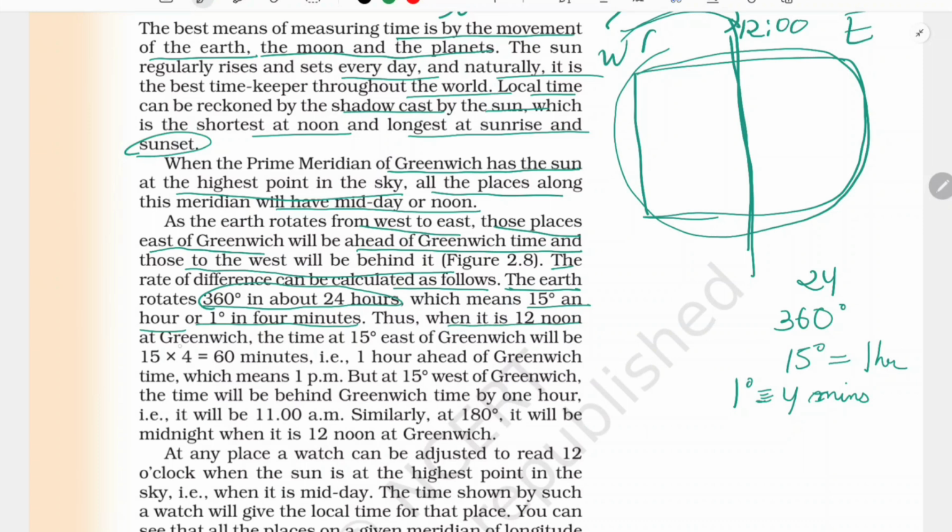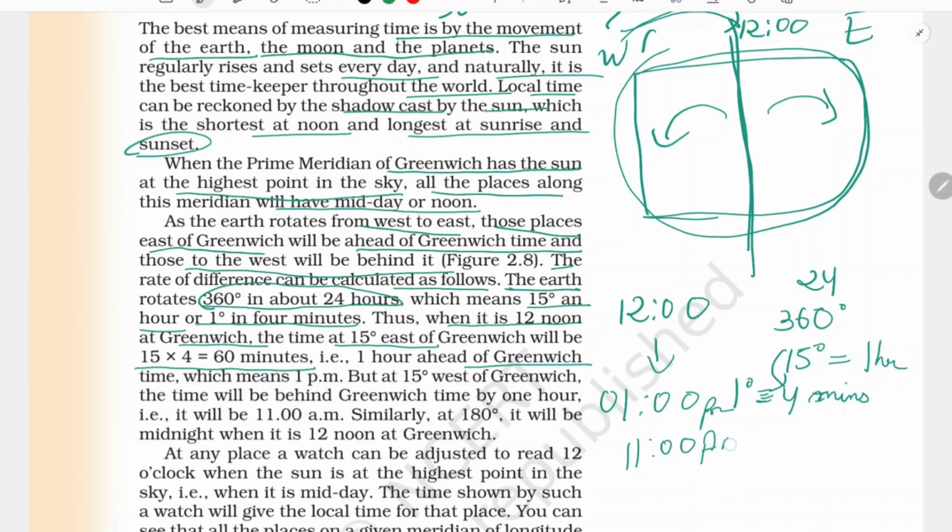Thus, when it is 12 noon at Greenwich, the time at 15 degrees east of Greenwich will be 15 into 4, that is 60 minutes ahead of Greenwich. So in that way this side is ahead and this side is behind. As 1 degree is equal to 4 minutes and in 1 hour 15 degrees are covered, when it is 12 noon in Greenwich, in the east it will be 1 p.m., and in the western side it will be 11 a.m. Understood?